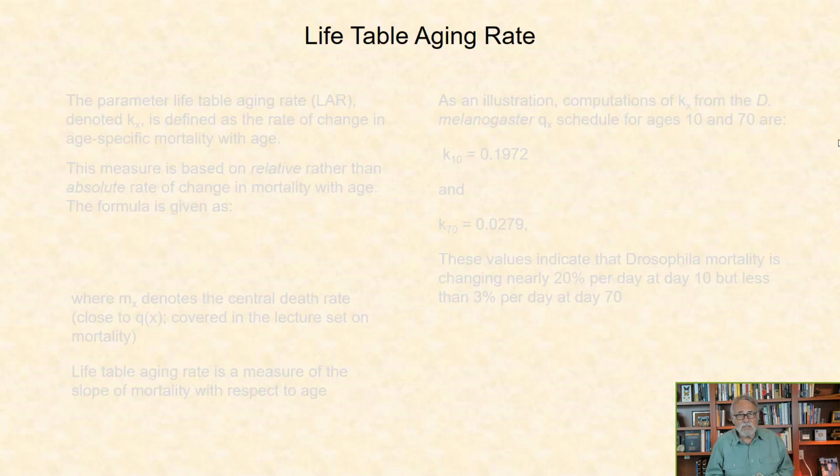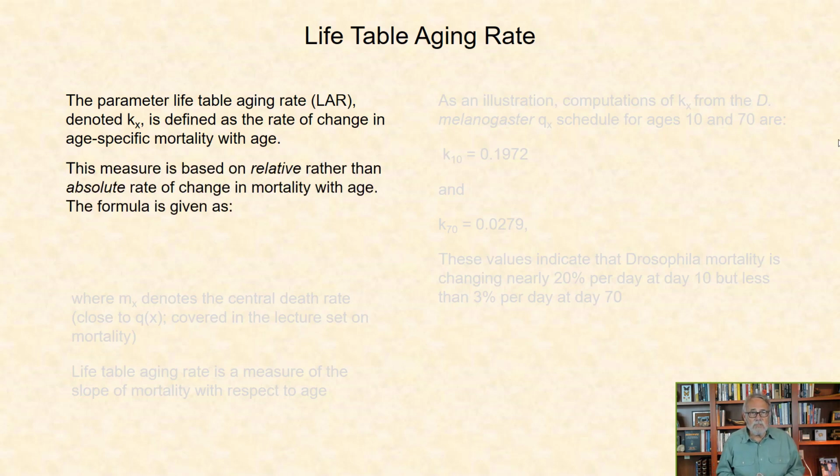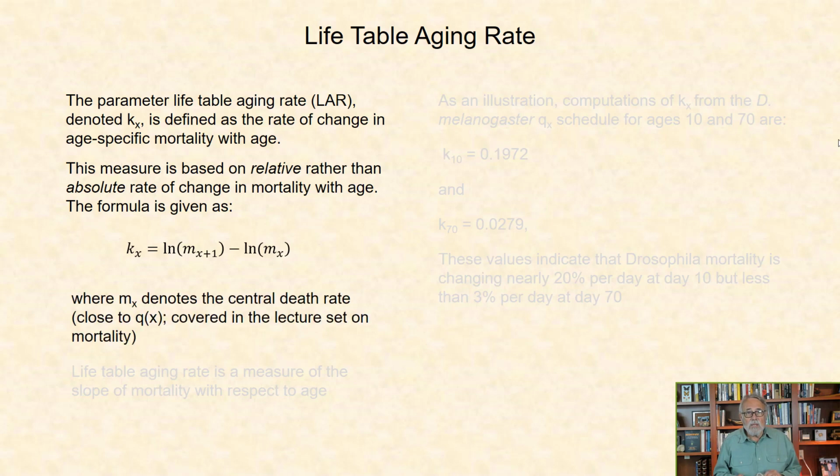The second metric is life table aging rate. The parameter life table aging rate, acronym LAR, denoted Kx, is defined as the rate of change in mortality at age X. This measure is based on relative rather than absolute rate of change in mortality with age. The formula is given as follows, where Mx denotes the central death rate, a metric closely related to Qx that I will cover in the next set of lectures on mortality. Life table aging rate is a measure of the slope of mortality with respect to age.